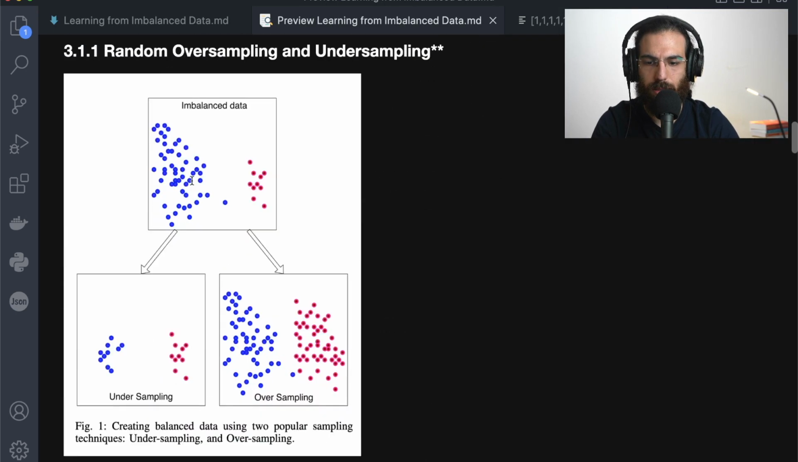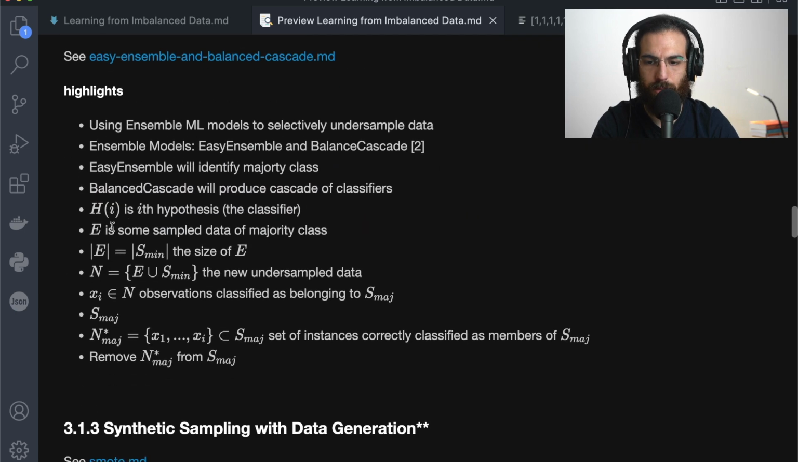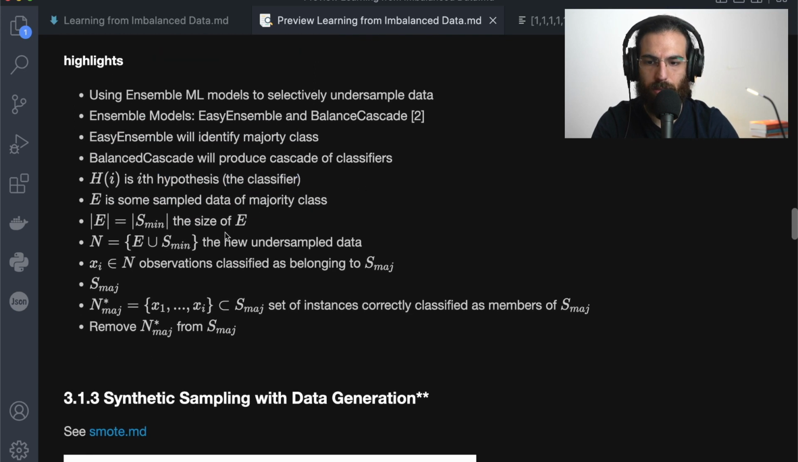Again, I've also labeled the syntax for you. So we have H sub i's. These represent the hypothesis, which are actually classifiers. The entire paper uses E to represent sample data. So wherever you see E, we're talking about resamples, oversampled or undersampled. And the samples, like I said, must be the same size as the set of minority observations.